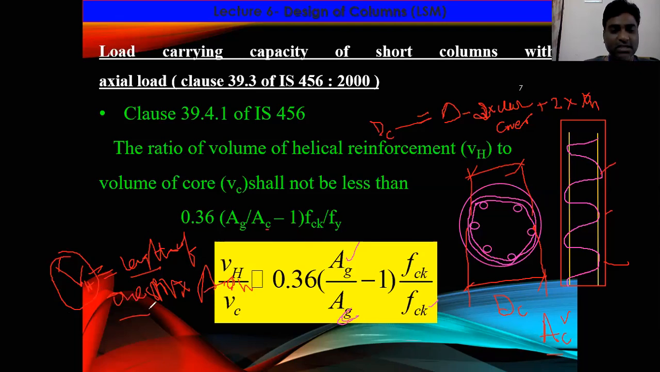So for calculation of the length of one spiral, you need to take the diameter from center to center. What is the center to center? Center to center is up to D minus 2 into clear cover, so up to here you will get. So instead of 2 into phi H, you need to add only phi H. You will get the diameter which is center to center, right?